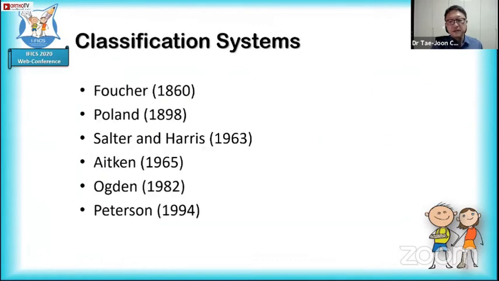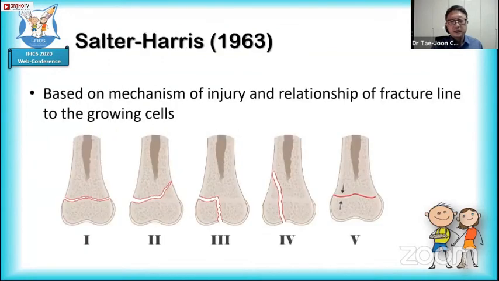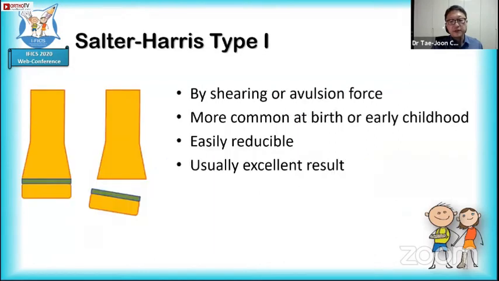Several classification systems have been suggested, and Salter-Harris classification is the current standard classification system. Drs. Salter and Harris published their classical paper back in 1963, classifying the physeal injuries based upon the mechanism of injury and the relationship of the fracture line to the growing chondrocytes. Type 1 is caused by shearing and avulsion force. It is common at birth or early childhood. It is easily reducible and usually gives an excellent result.